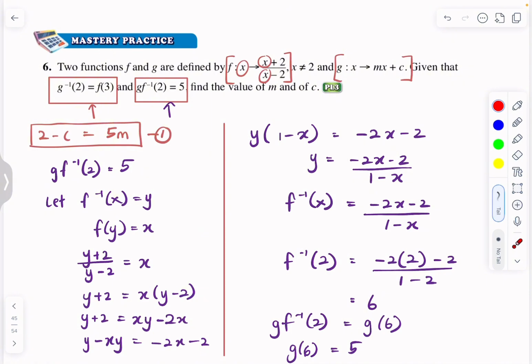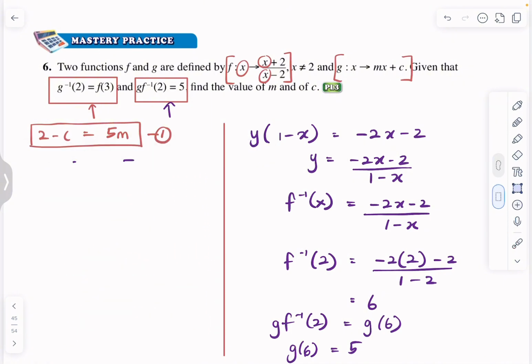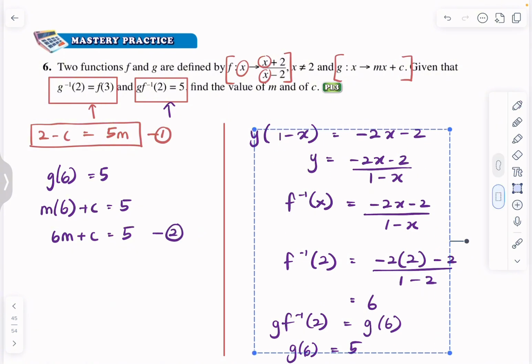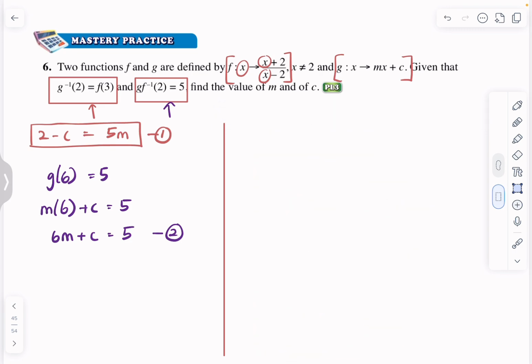Right. So then let's erase all this. So if g6 is 5, we sub the 6 into the equation. That means m times 6 plus c must equal 5. So 6m plus c equals 5. So this is our second equation. So now we did everything, and now we just have to solve the simultaneous equations, these two.